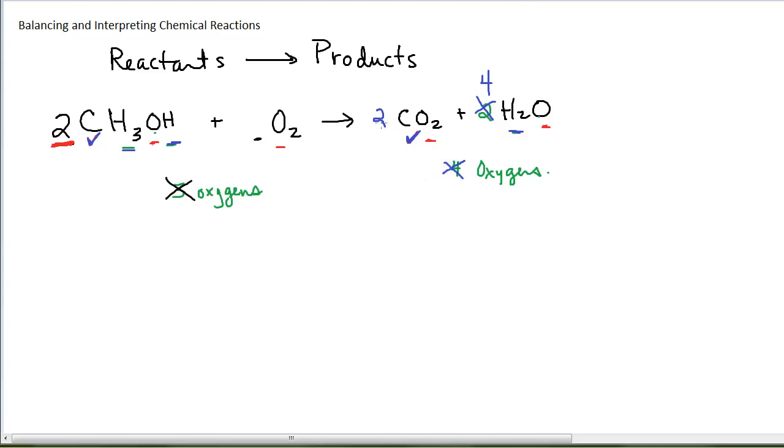Now let me balance my oxygens. 2 times 2 is 4 plus another 4. I have 8 oxygens on the right. Right now I have 2 oxygens plus another 2. I only have 4 oxygens on the left.